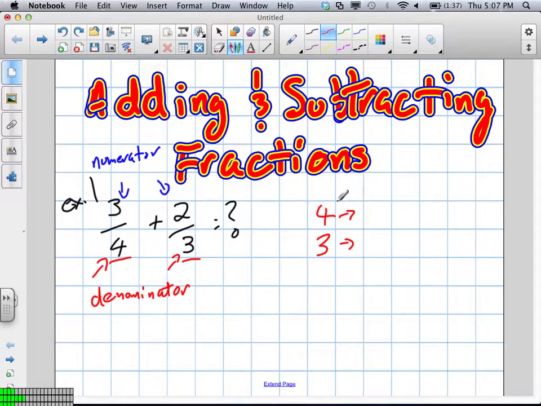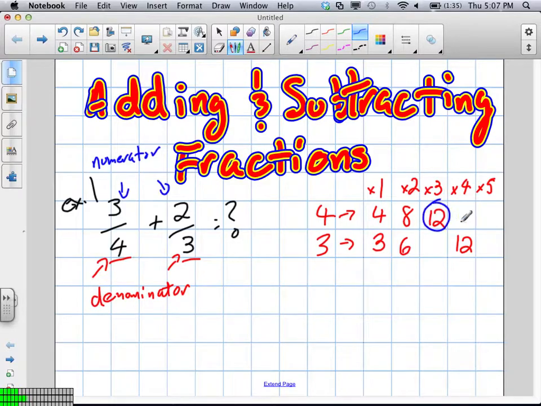The multiples of a number are that number times 1. What would 4 times 1 be? 4. And 3 times 1? 3. That's a multiple. Then we do the next multiple. 4 times 2 is 8, and 3 times 2 is 6. Good. Then we continue this process until we find a number that's the same in both of them. That's right, 12 is going to be our common multiple. 12 is what's going to work.